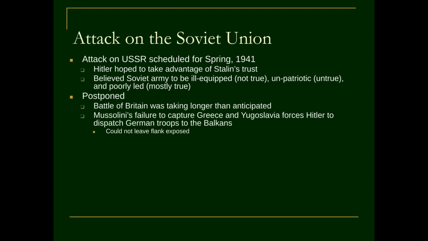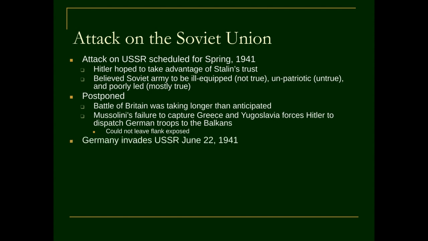And again, Hitler knew that he could not leave his flank exposed, which means that basically he didn't want to leave the bottom portion of Europe open to the Allies. So he wanted to make sure that those areas were under his grip so that the Allies couldn't come up from the south and eventually attack him and form a two-front war.